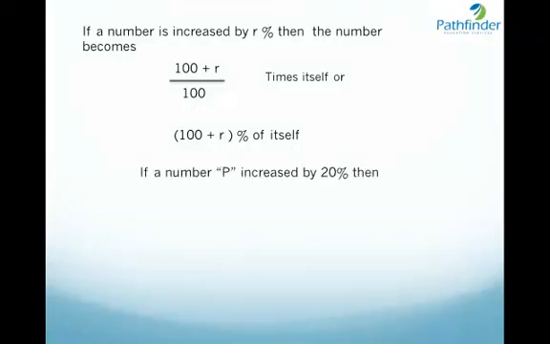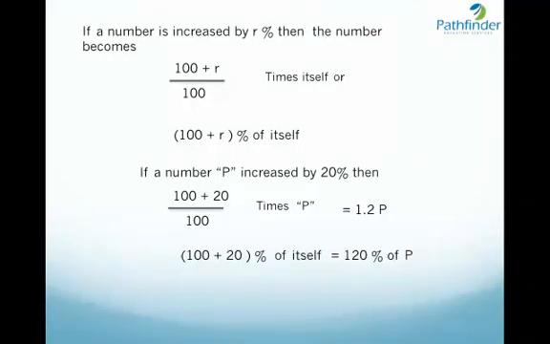Let us take an example. If a number P is increased by 20%, then P becomes (100 plus 20) by 100 times P, that is equal to 1.2 P. Similarly, it could also be called 100 plus 20% of itself, that is equal to 120% of P, which implies that 120% of P is equal to 1.2 P. So if a number P is increased by 20%, we can call the new number 120% of P, or we can say it is equal to 1.2 P. Both are one and the same thing.